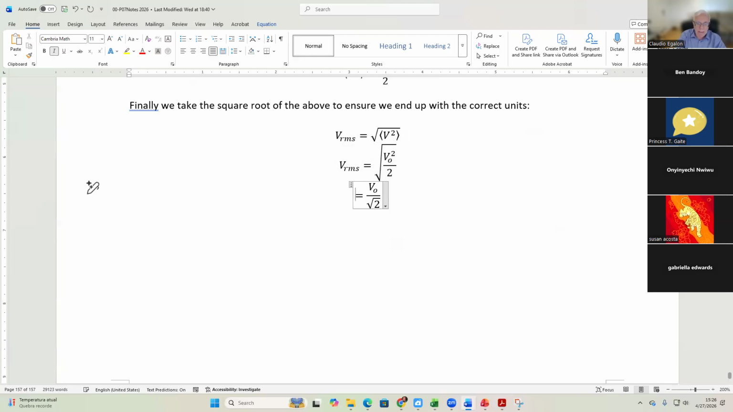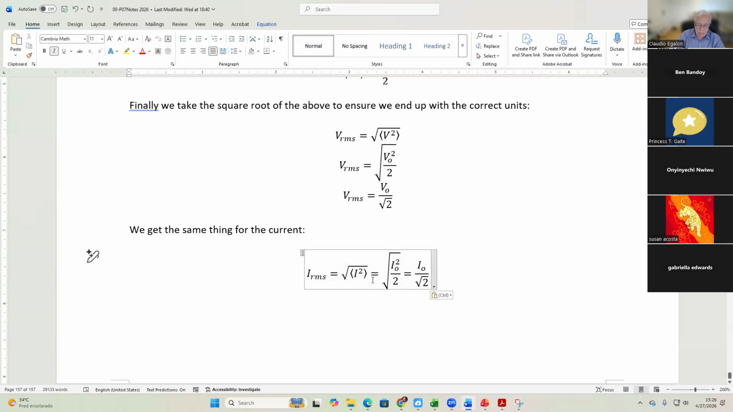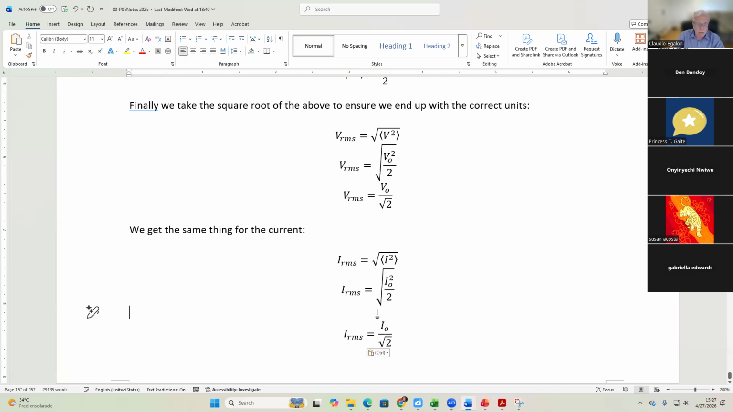And now my new average is going to be the peak value of the voltage divided by the square root of 2. We get the same thing for the current. Okay, so here we go. Root mean square value.